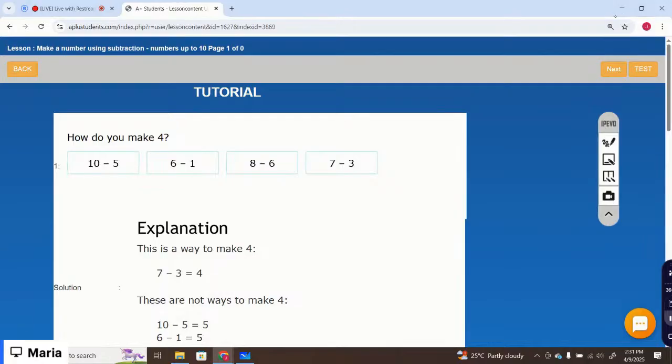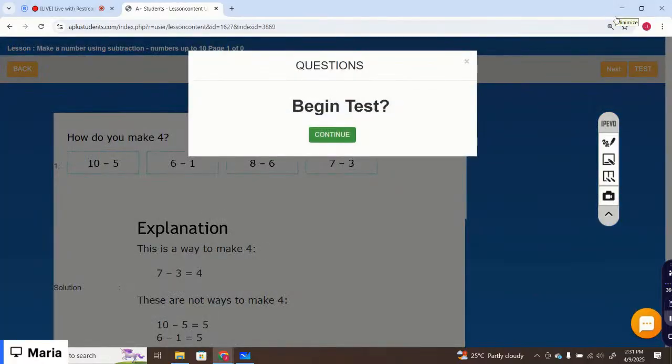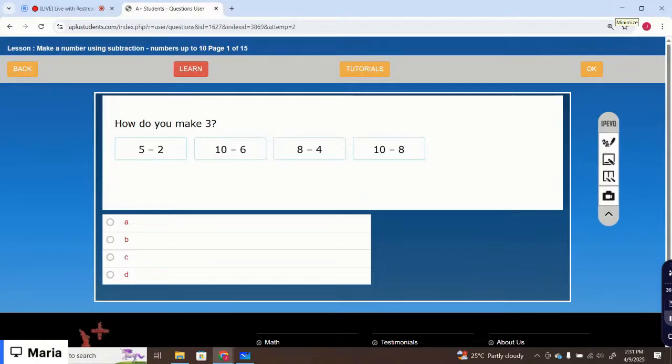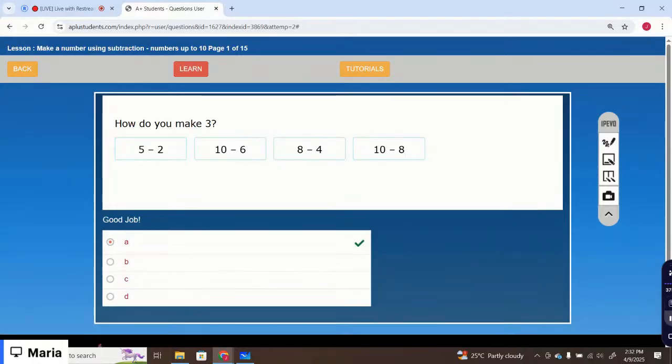Let's just start with the test questions. How do you make 3? So we are given 4 options. We need to select the one that makes 3. 5 take away 2, 10 take away 6, 8 take away 4, and 10 take away 8. So which is the correct option? Option A is the correct option because 5 take away 2 makes 3.